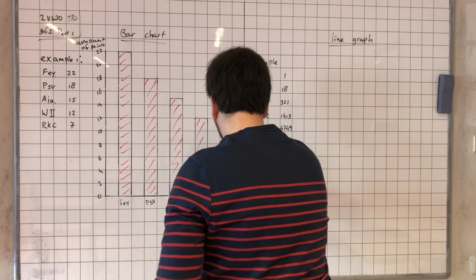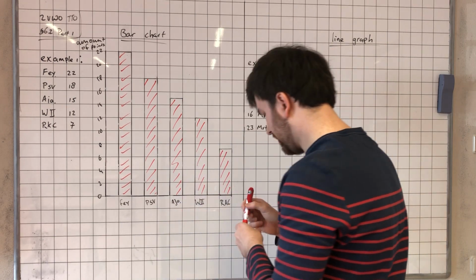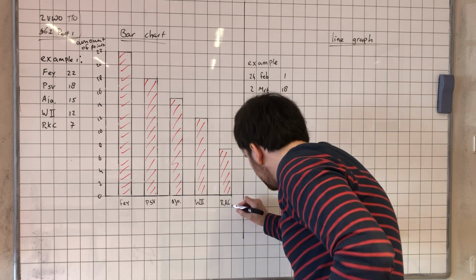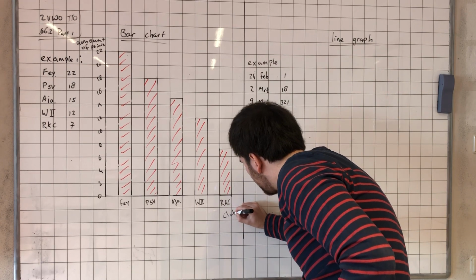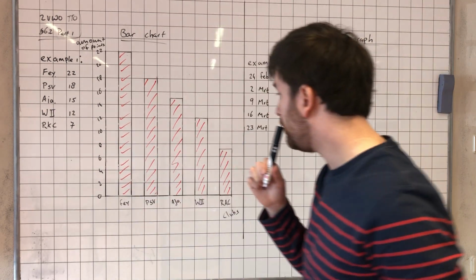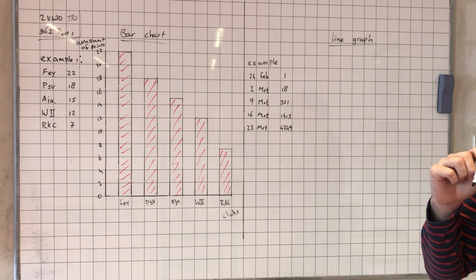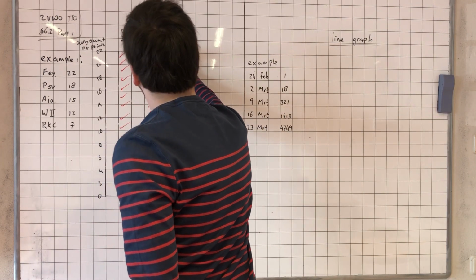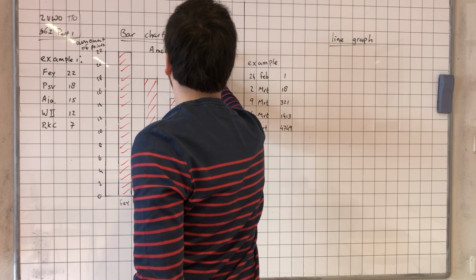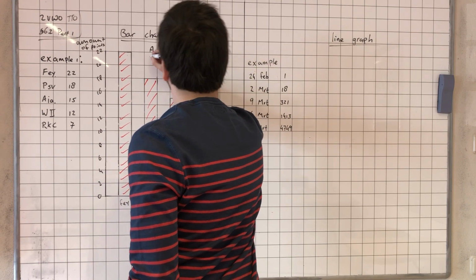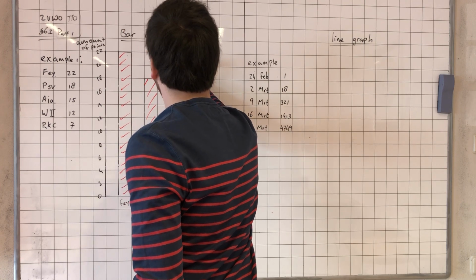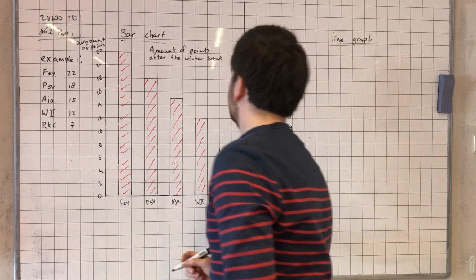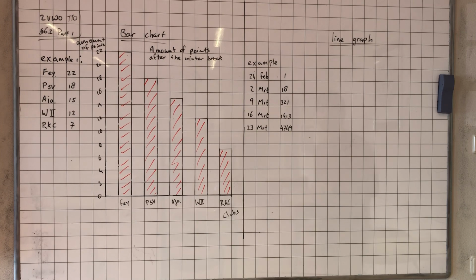And notice that all of the bars do not touch each other. I wrote down what the axes represent. So this one represents clubs, this one represents the amount of points. And one thing is still missing, which is a title. So this is the amount of points after the winter break. Every single graph requires a title.